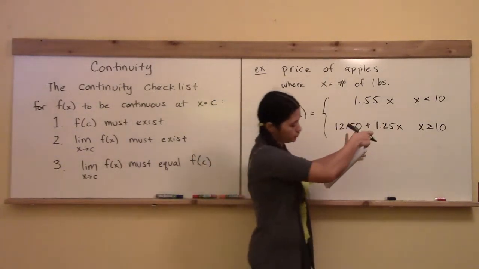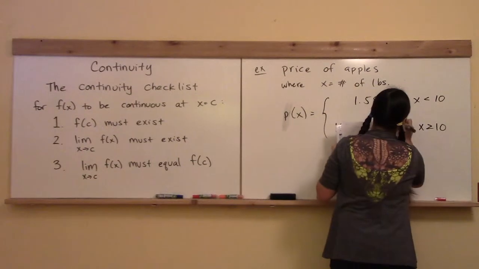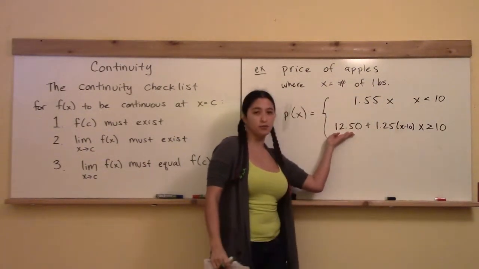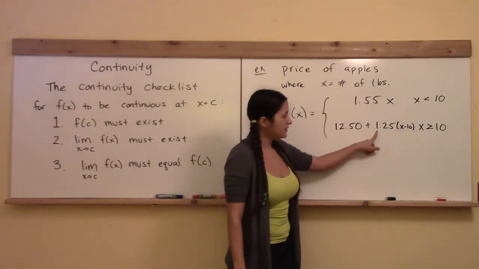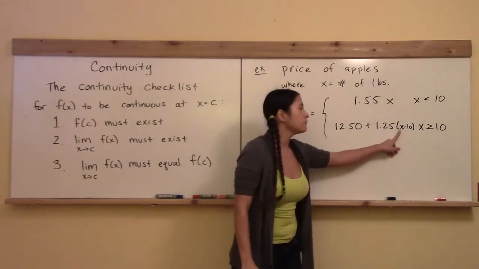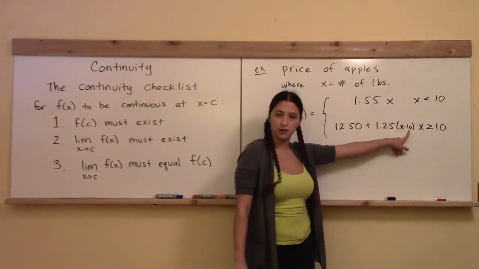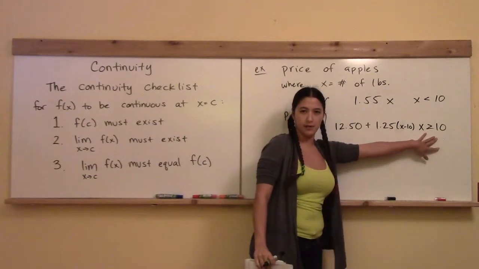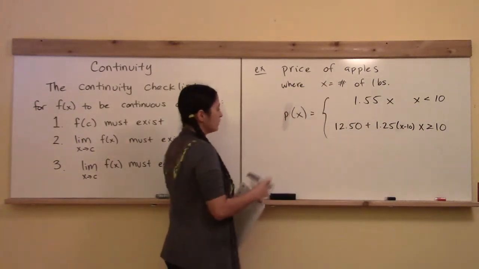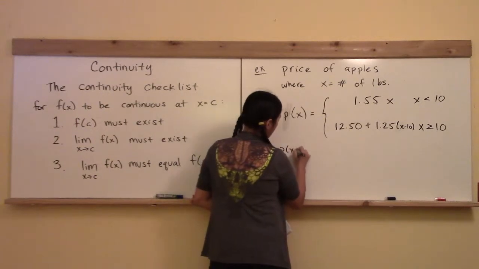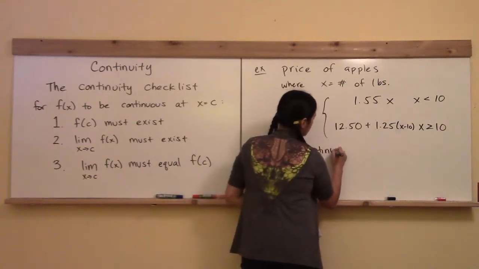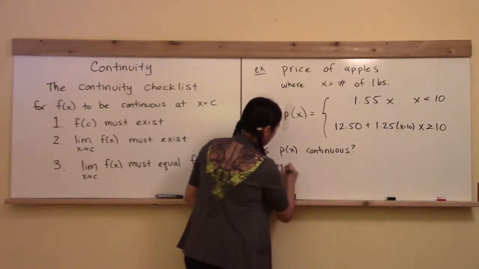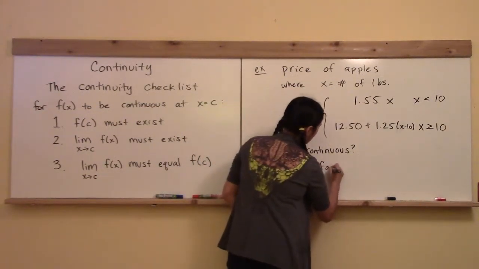Sorry, a little mistake here. I'm going to say that it's a flat rate of $12.50 for the first 10 pounds, and then I'm going to charge you $1.25 for each pound over 10. So that's why it has x minus 10 right there, and that's my rule if you want to buy 10 pounds or more. Okay, so the question is, is P of x continuous or is it discontinuous? And then a more applied question: is this a fair pricing scheme?